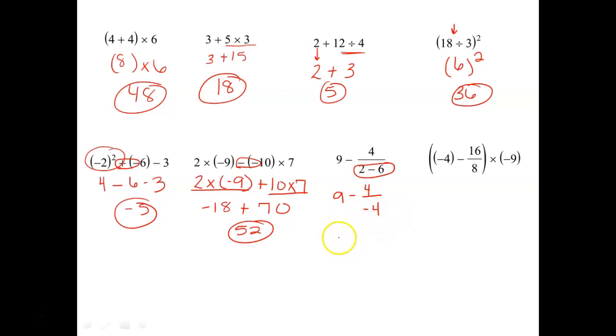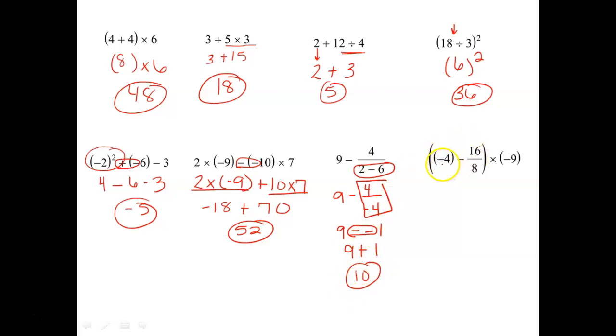Okay? Now, so I have 9 minus, this is division. What's 4 divided by -4? That's -1. So now I have my two signs side by side. So that's 9 plus 1, which is 10.